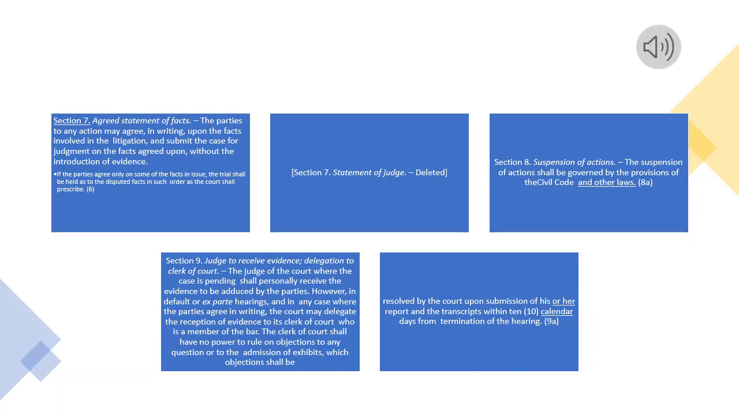Section 9. Judge to receive evidence, delegation to clerk of court. The judge of the court where the case is pending shall personally receive the evidence to be adduced by the parties. However, in default or ex parte hearings, and in any case where the parties agree in writing, the court may delegate the reception of evidence to its clerk of court who is a member of the bar. The clerk of court shall have no power to rule on objections to any question or to the admission of exhibits, which objections shall be resolved by the court upon submission of his or her report and the transcripts within 10 calendar days from termination of the hearing.